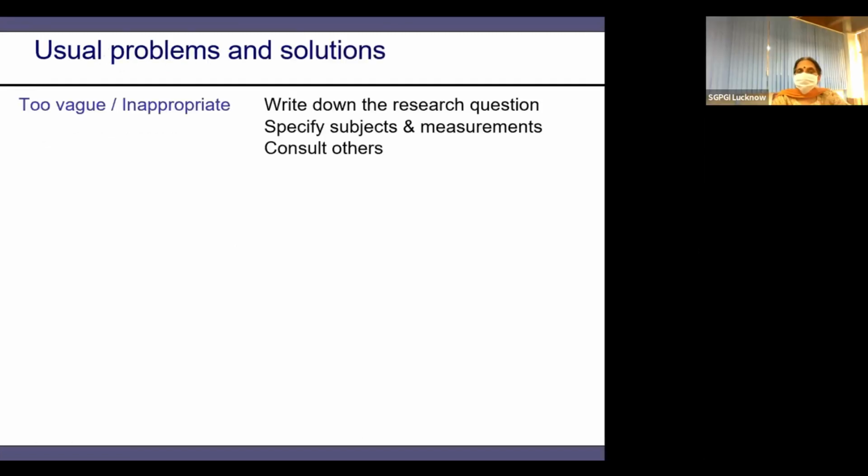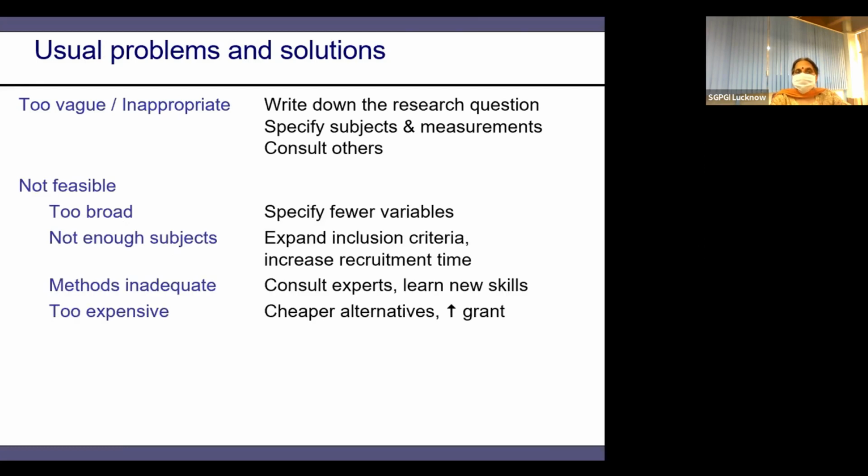So the usual problems which we face are that the research question is too vague. It's absolutely inappropriate. So you need to write down the research question, specify it, use all these points, and then write your synopsis. It could be that it's not feasible. It's too broad. You want to do 100 things under the earth, which is not feasible to do in such a short time. So you specify your fewer variables.